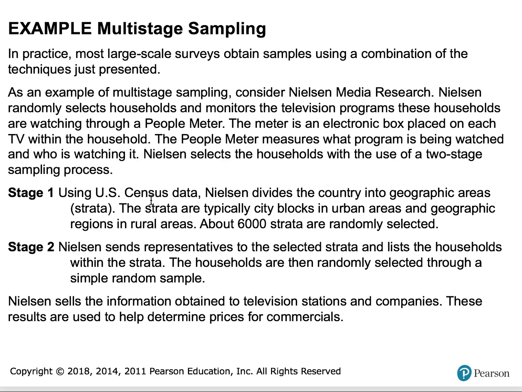using the United States Census data, they divide the country into geographic areas, strata, right? The strata are typically city blocks in urban areas and geographic regions in rural areas. About 6,000 strata are randomly selected. And then stage 2, Nielsen sends representatives to the selected strata and lists the households in the strata. And then the households are randomly selected through simple random sampling.